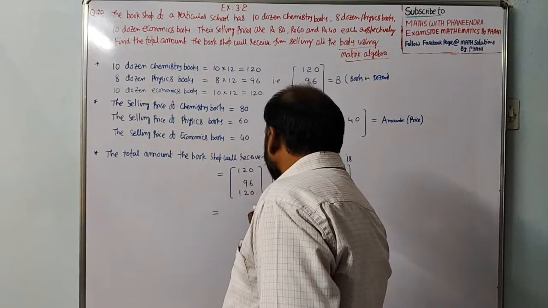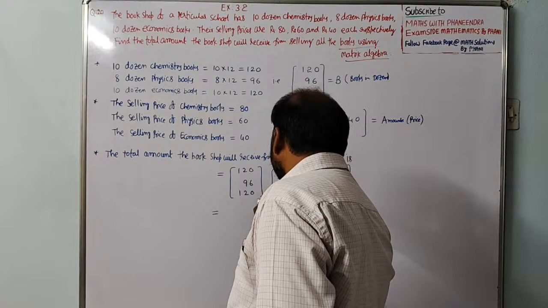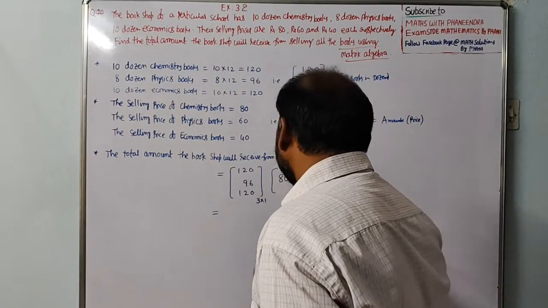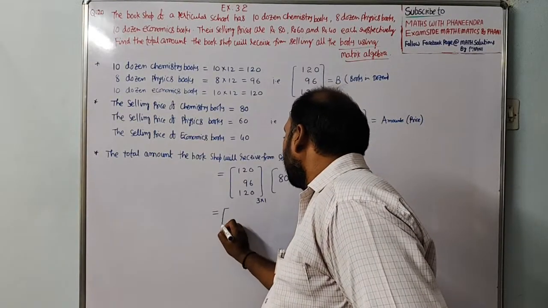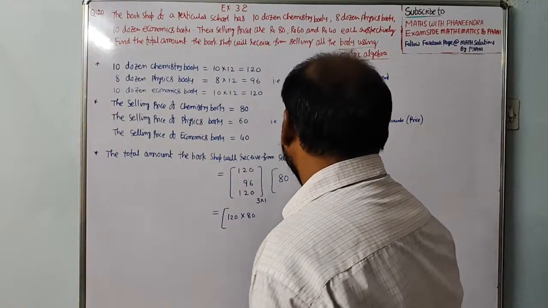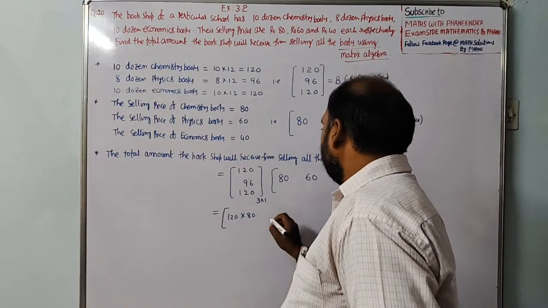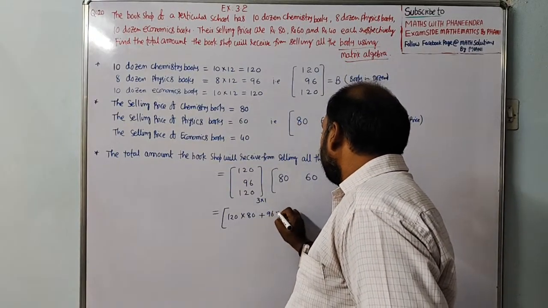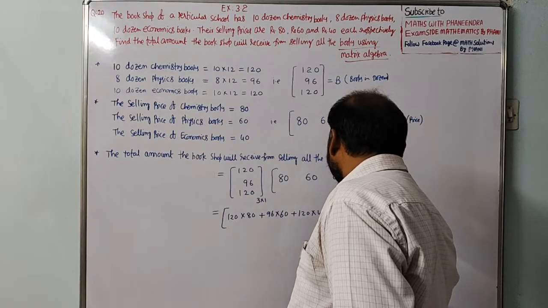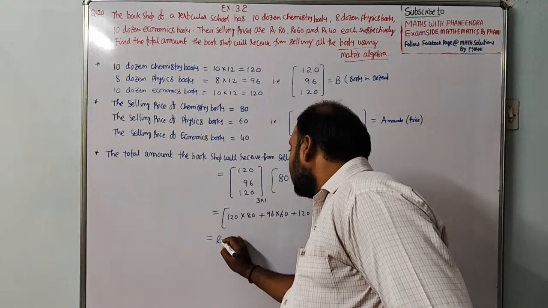So matrix multiplication, here it is, how many rows are there? 3 rows, 1 column, 1 row, 3 columns. It is possible. So you will get the amount 120 into 80 plus 96 into 60 plus 120 into 40. It is in rupees, dear students.